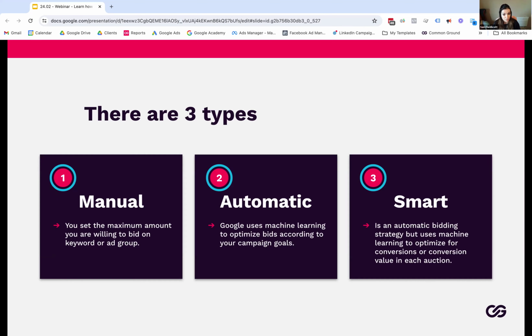There are 3 types: your manual, your automatic, and your smart. I'm just going to run through each of these in a little bit more detail for you before we get into some of the juicier stuff.